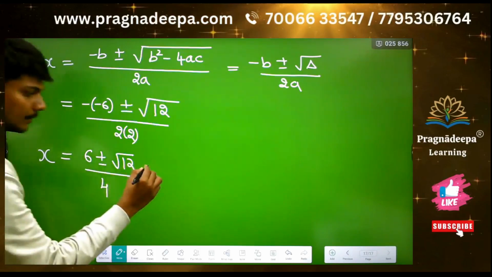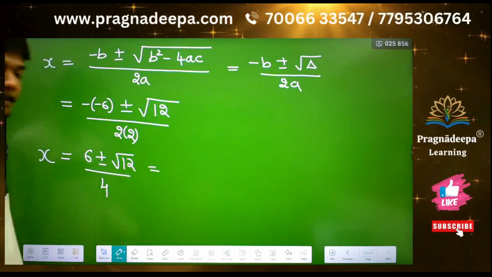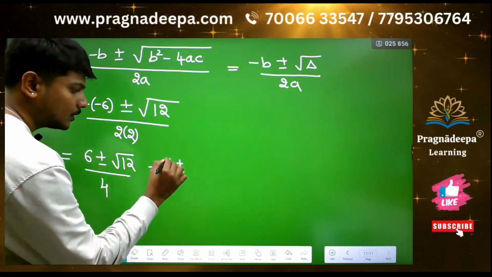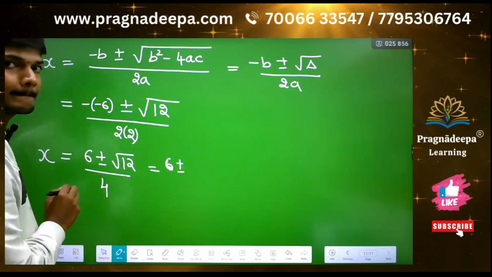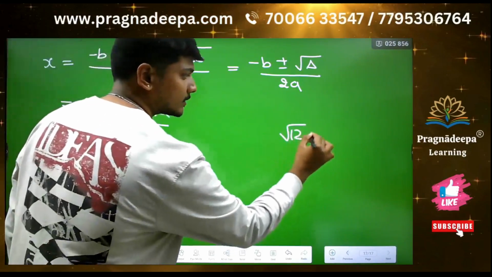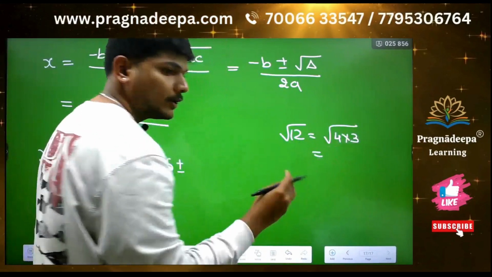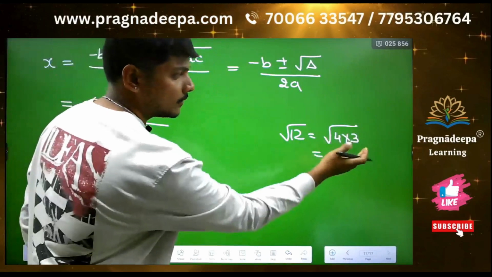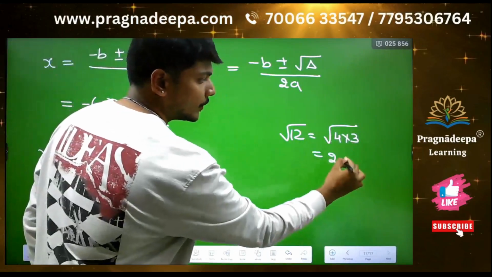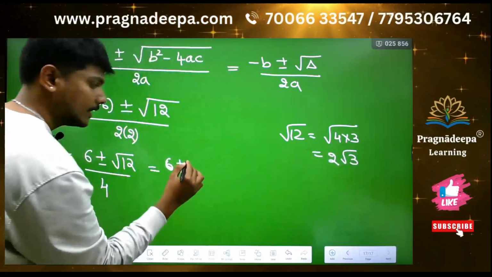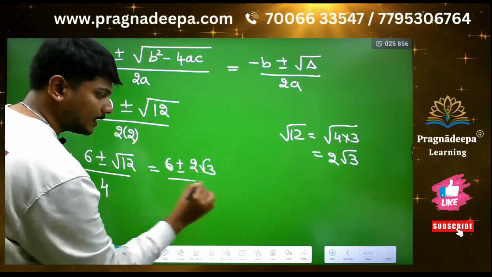So ಇದನ್ನ simplify ಮಾಡಬಹುದು. 6 plus or minus root 12 can be written as, root 12 can be written as root of 2 into 2 into 3. That means 4 into 3. So root 4 will be 2. You are left with root 3. 2 root 3 divided by 2.